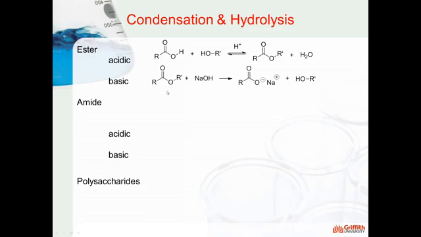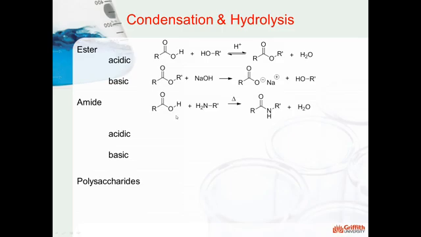Under basic conditions, the ester can be hydrolyzed, for example with sodium hydroxide. So rather than getting a carboxylic acid, under basic conditions the product is the sodium carboxylate ion. This is the conjugate base of the carboxylic acid. The other product then being an alcohol.